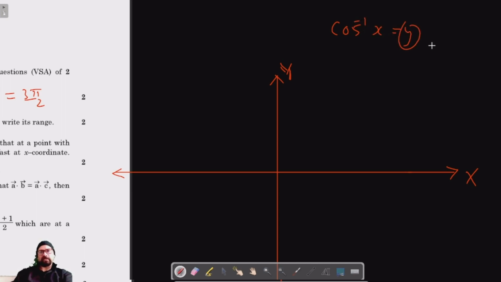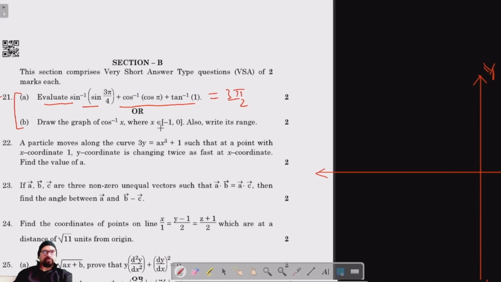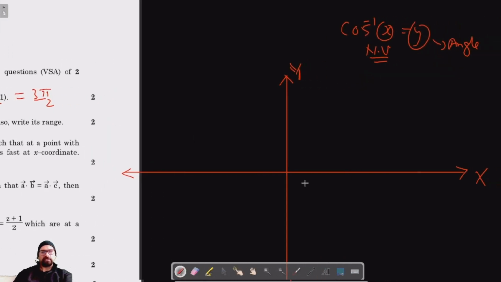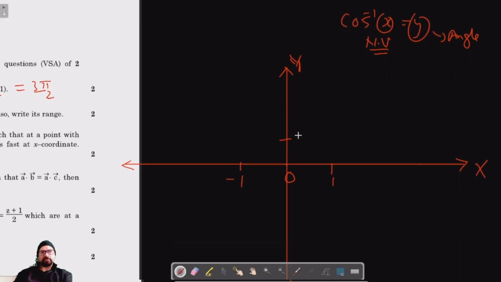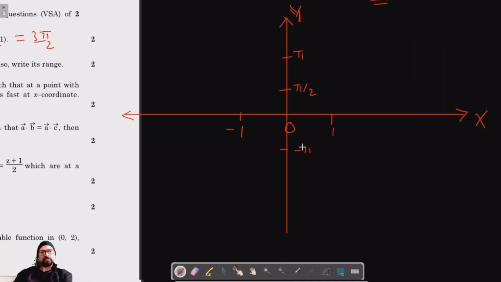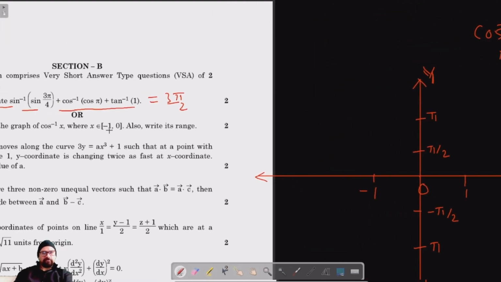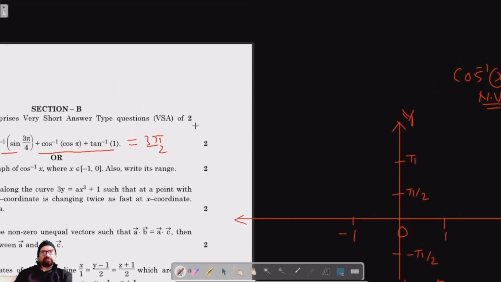So this is our angle, and x is the numerical value. And the numerical value is -1 to 0, so the numerical value should lie on the x-axis. Let's say this is 0, this is 1, and this is -1. And the angle should lie on the y-axis. So this is, let's say, pi by 2, pi, and negative pi by 2. Okay, now let's draw the graph when x lies between -1 to 0, where -1 is included.